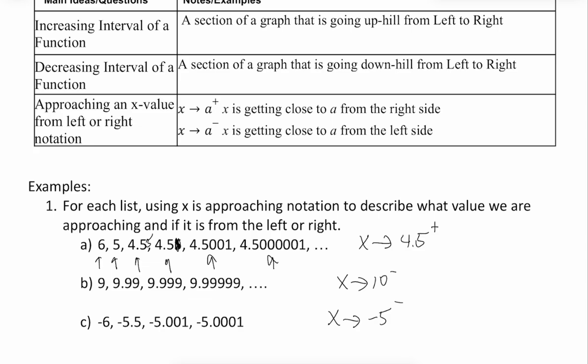I would even go with the highest one. 6 is to the right of 4.5. 9 is to the left of 10. Negative 6 is to the left of negative 5. That can help you. So that is just notation that's going to help us as we get closer and closer to an asymptote. That notation will appear.